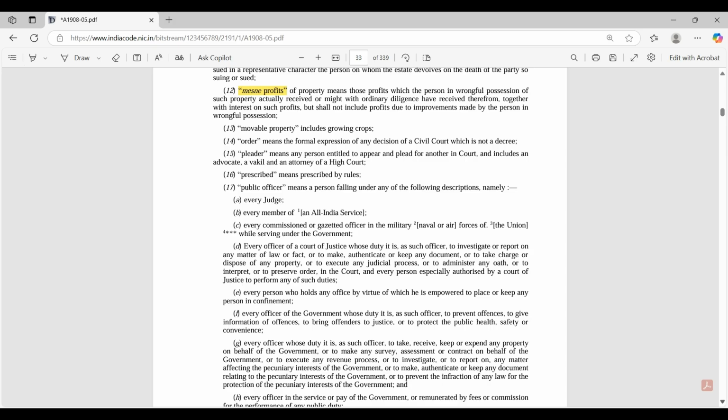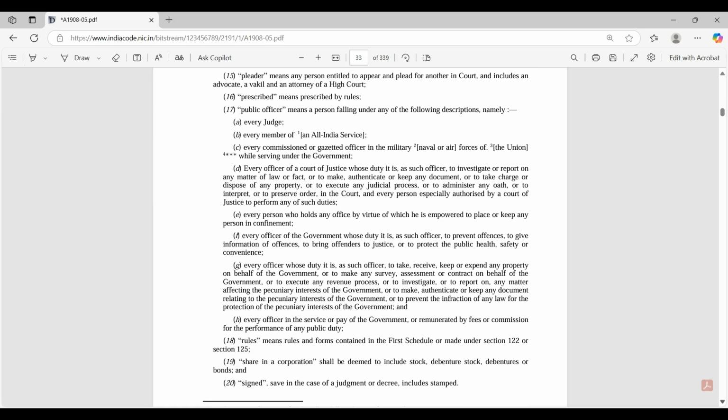Pleader, again, is a person who represents you in the court. Vakil, advocate, attorney of the High Court. Prescribed, you can leave, just read the rules. Public officer, it could be anyone: every judge, every member of the All India Services, IPS, IAS, every commissioned or gazetted officer, all those things. So please read all those things.